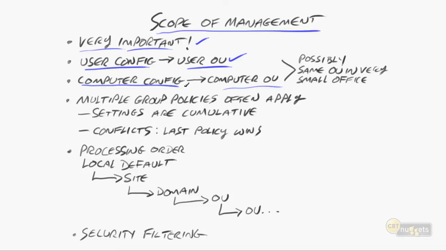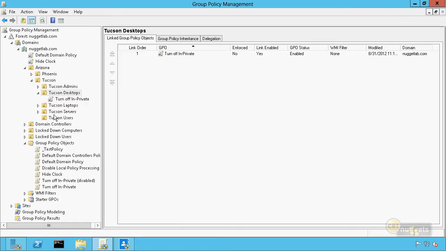Okay. Now, normally we also will split these up. And you can see that in my hierarchy here for my fictional company, where in Tucson I've got computers in laptops, computers in servers, computers in desktops, and I don't mix the two. I don't put users in servers and laptops and desktops. I only put machines there.